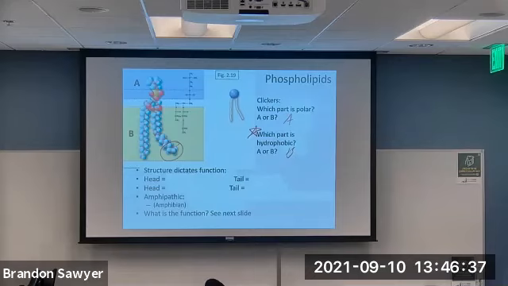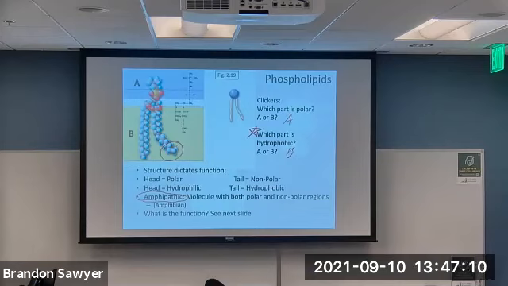So this is a great example of structure dictating function, okay? So the head is polar, the tail is non-polar. The head is hydrophilic, meaning that it's okay with interacting with water, whereas the tail is going to push away from water. Okay, and this is a special type of molecule called amphipathic. What amphipathic means is a molecule that contains both a polar region and a non-polar region. So it's like an amphibian, and that's where that word comes from.